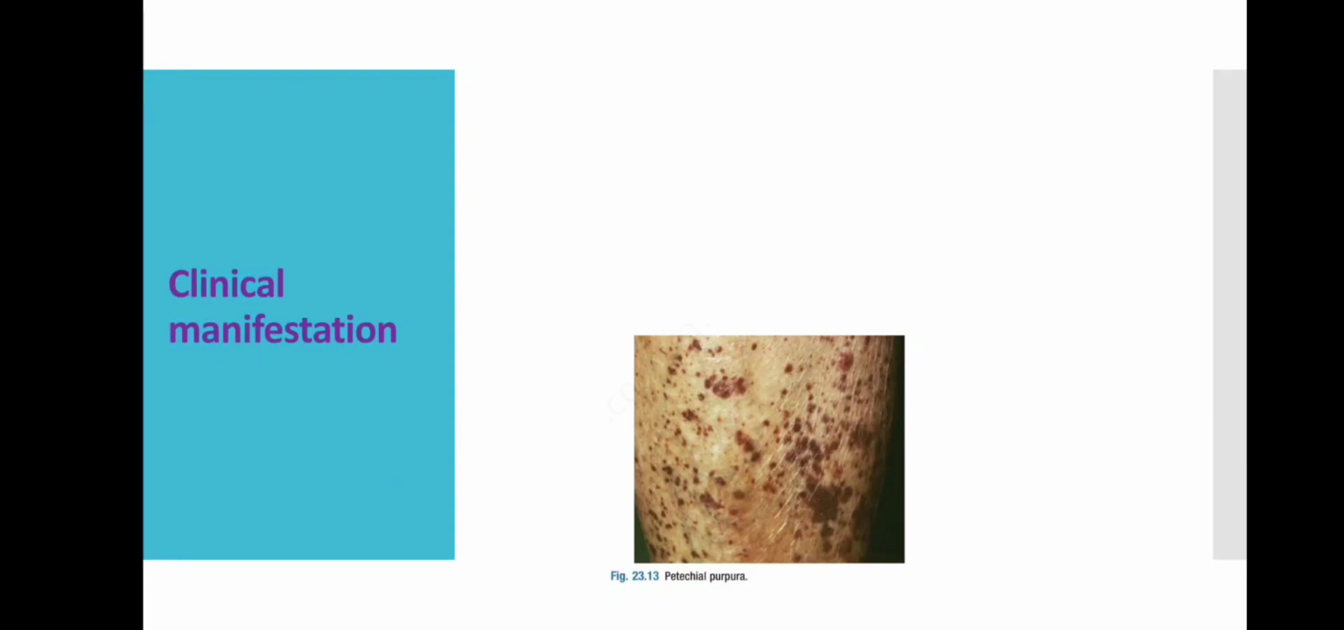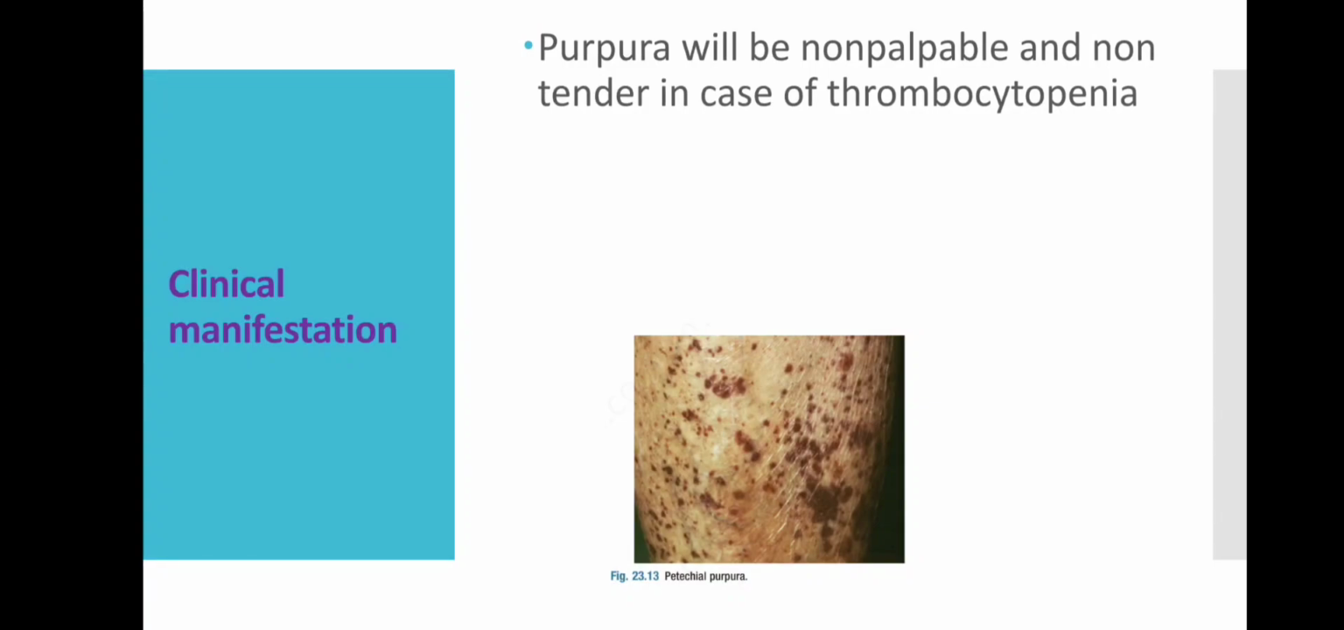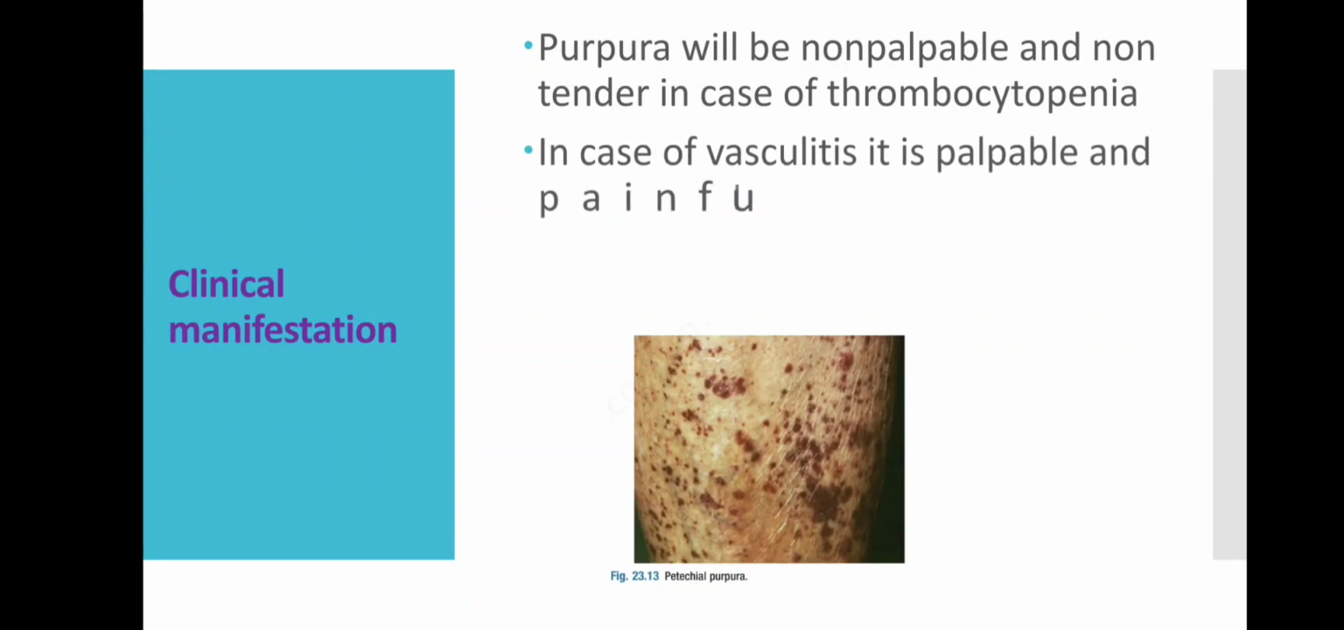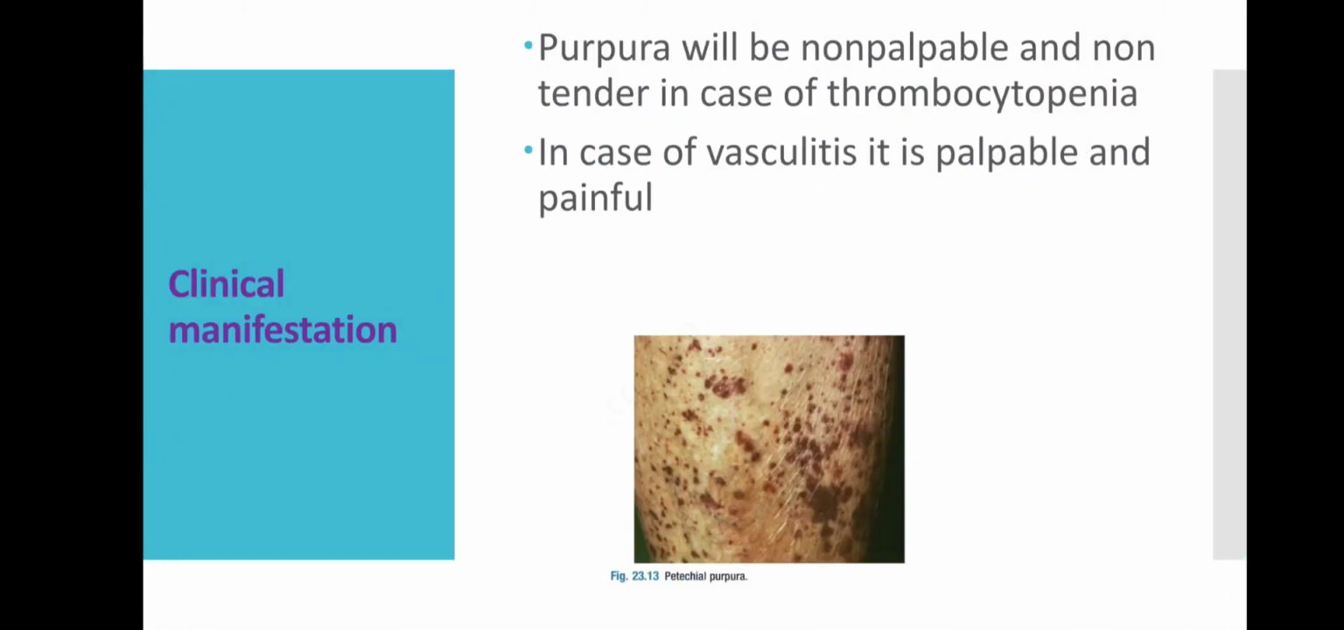The most important thing about purpura is that purpura in thrombocytopenia is non-palpable and non-tender. You must remember that in thrombocytopenia there will be non-palpable and non-tender purpura. In vasculitis there will also be purpura, but in that case it will be palpable and painful.